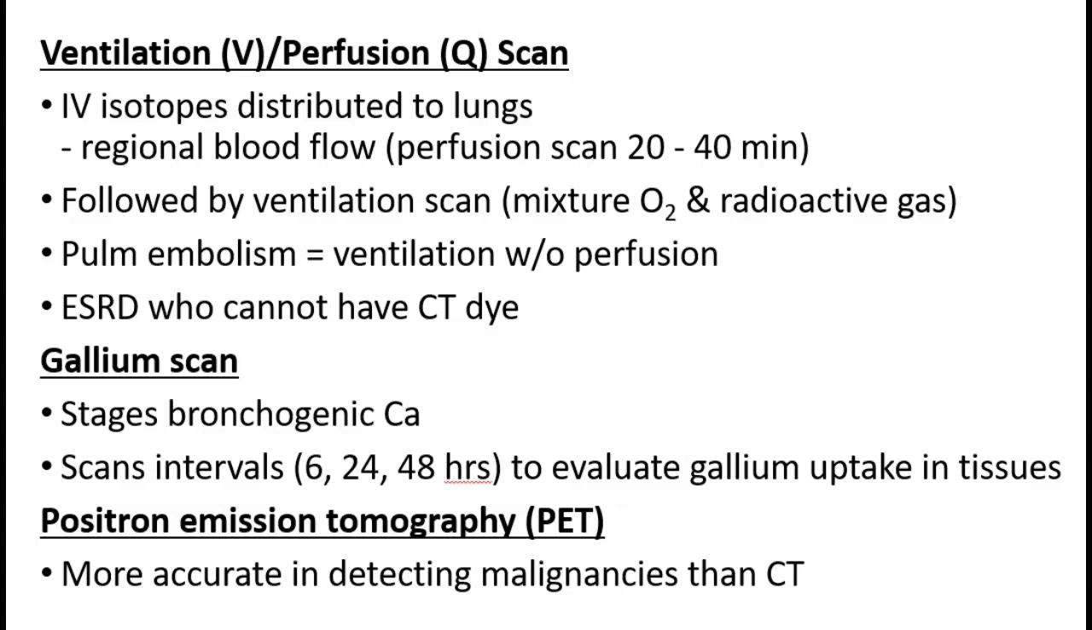Gallium scan basically stages bronchogenic cancer. And at this, they're getting gallium, and they have to go every few hours, like at 6 hours, 24, 48, that look at how much of that gallium is being uptaken, and then a PET scan. PET scan is very common that once we have an initial diagnosis of cancer, then we can use a PET scan to further identify areas of concern and look for mets.